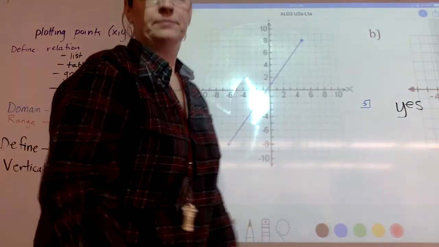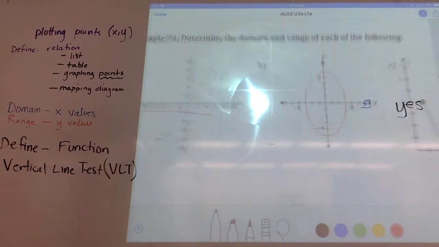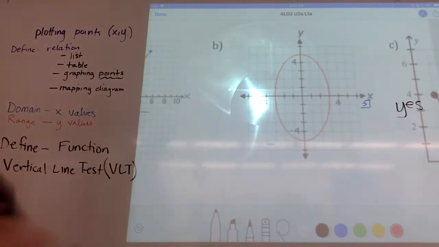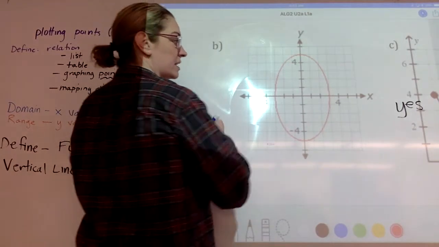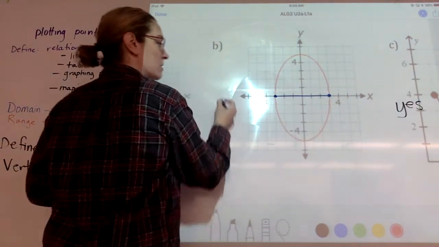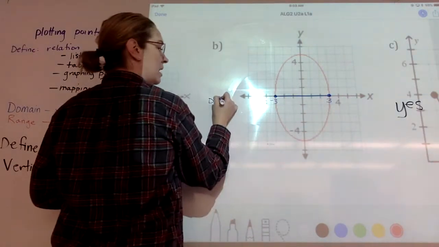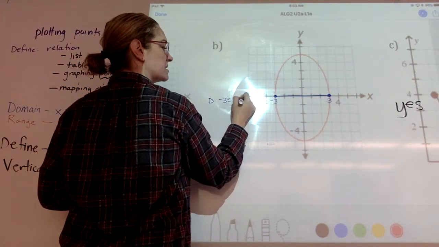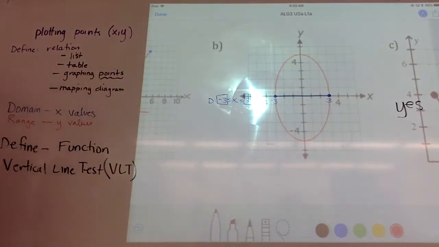All right, let's go to B. All right, so here's B. Okay? Domain is X. So how far left does it go? To here. How far right does it go? To here. So my domain is going to be, this is -3, this is 3, -3 is less than x is less than 3. That means any number between -3 and 3 will be in the table for x.